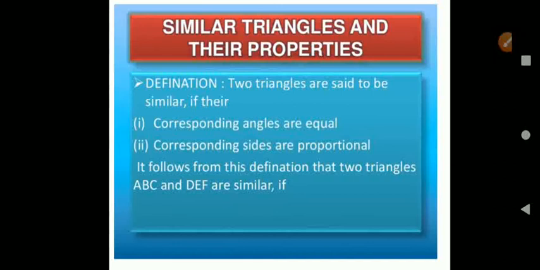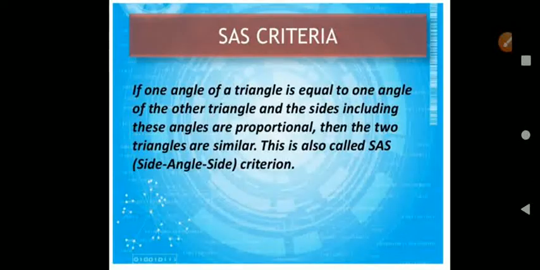See the definition of the similarity properties. First one, two triangles are said to be similar if their corresponding angles are equal, corresponding sides are proportional. It follows from this definition that two triangles ABC and DEF are similar. Now the SAS criteria: if one angle of a triangle is equal to one angle of the other triangle and sides including their angles are proportional, then the two triangles are similar, and this is also called as SAS criteria for similarity.